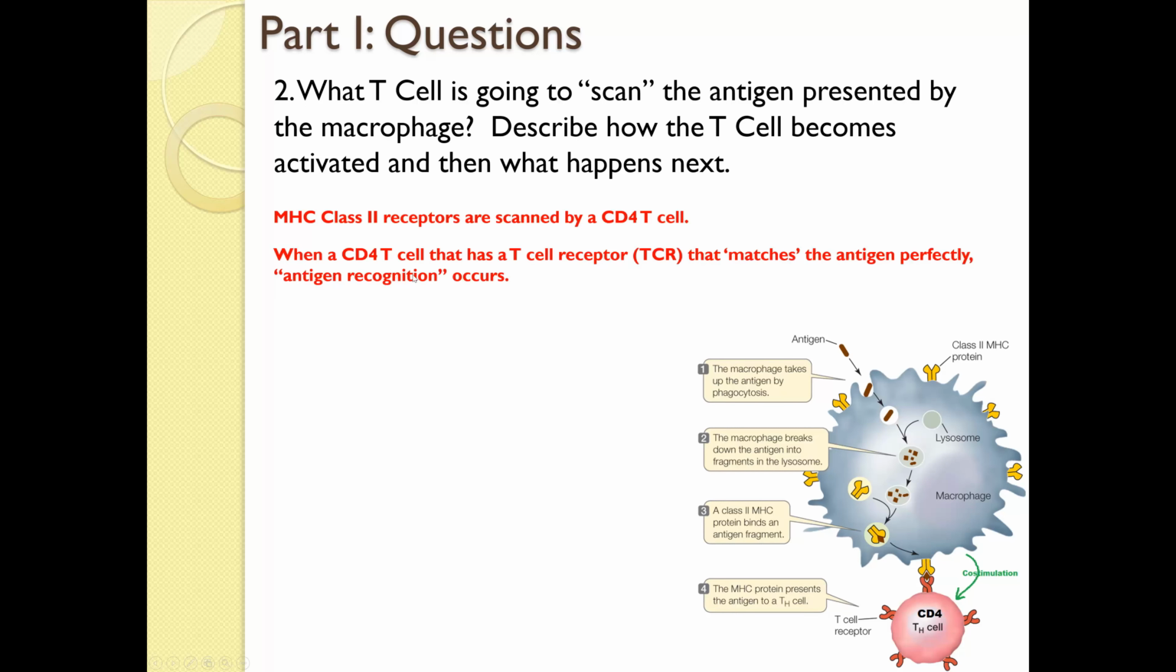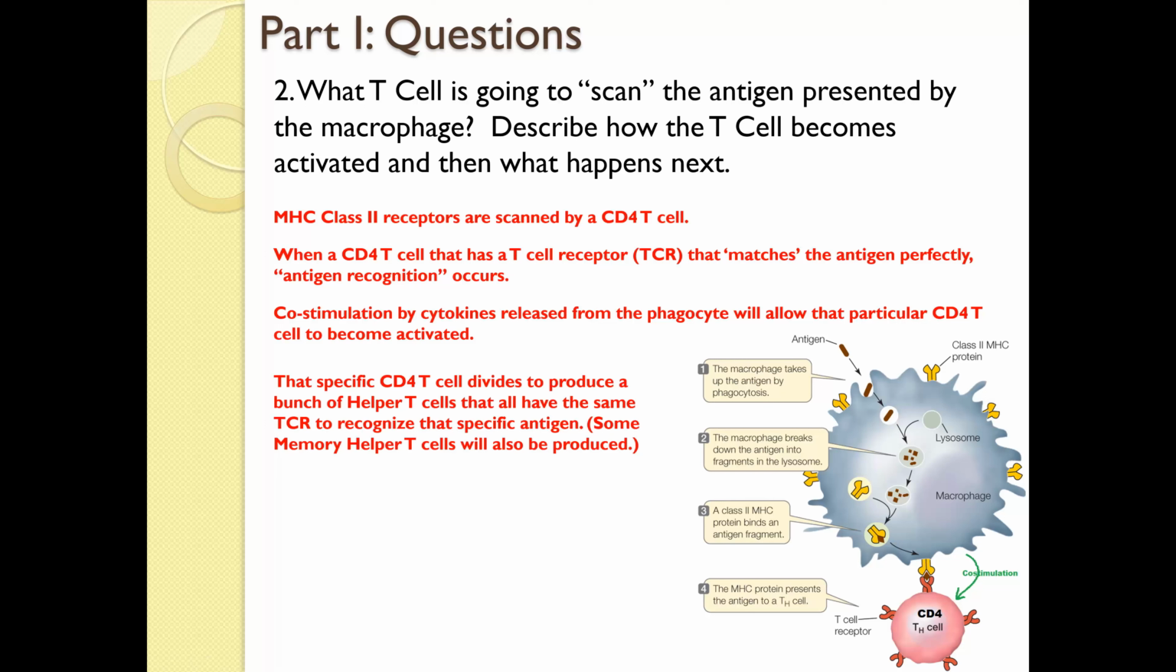So when a CD4 T cell has a T cell receptor that matches the antigen perfectly, we call this antigen recognition. Then the CD4 T cell requires co-stimulation by cytokines that are released from the phagocyte, and with the co-stimulation and the recognition of the antigen, this particular CD4 T cell will become activated. That specific CD4 T cell then divides to produce a bunch of helper T cells that all have the same T cell receptor to recognize that specific antigen. And some memory helper T cells will also be produced.